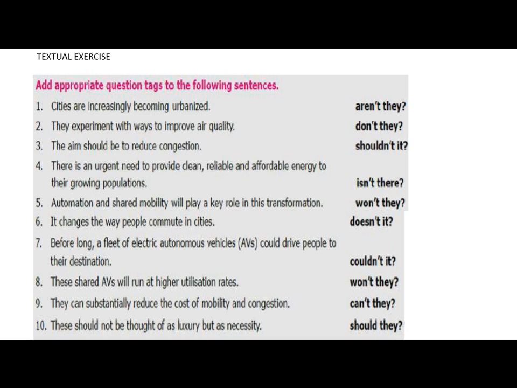It changes the way people commute in cities, doesn't it? Before long, a fleet of electric autonomous vehicles, AVs, could drive people to their destination, couldn't it? These shared AVs will run at higher utilization rates, won't they? They can substantially reduce the cost of mobility and congestion, can't they? These should not be thought of as luxury but as necessity, should they?